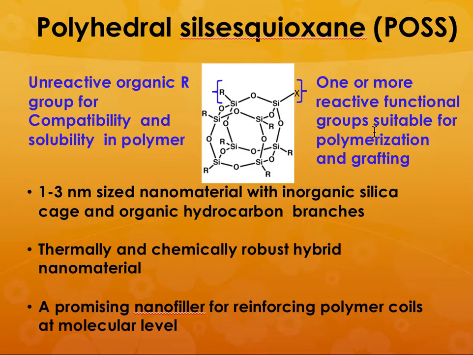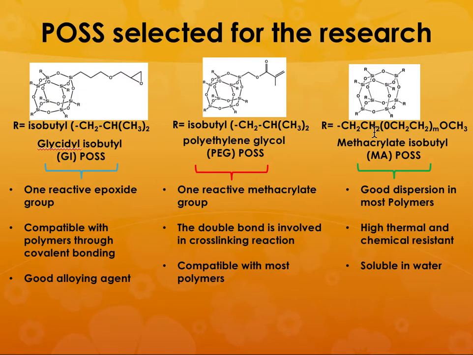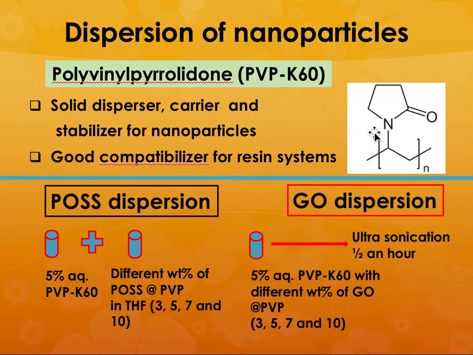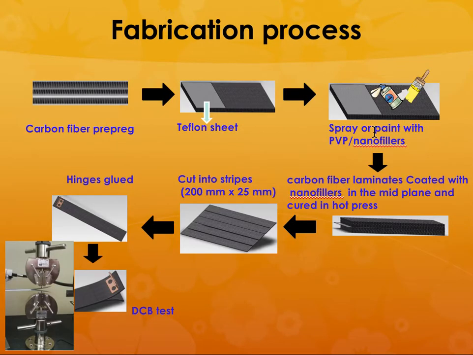Okay. So in our case, we selected 3 different types of POSS, and we selected those as a result of their expected reactivity towards graphene oxide. And we synthesized graphene oxide using standard synthesis methods, and then we blended that with polyvinyl pyrrolidone, which is water soluble, which is ethanol soluble, and it is also used to disperse carbon nanotubes or graphene type of materials. And we use very little amounts of graphene oxide, and we made the composite this way.